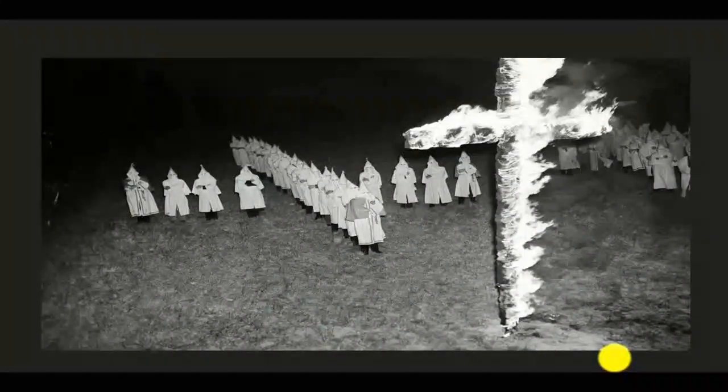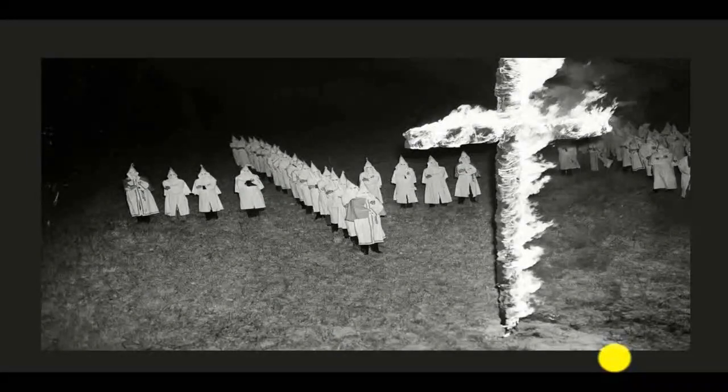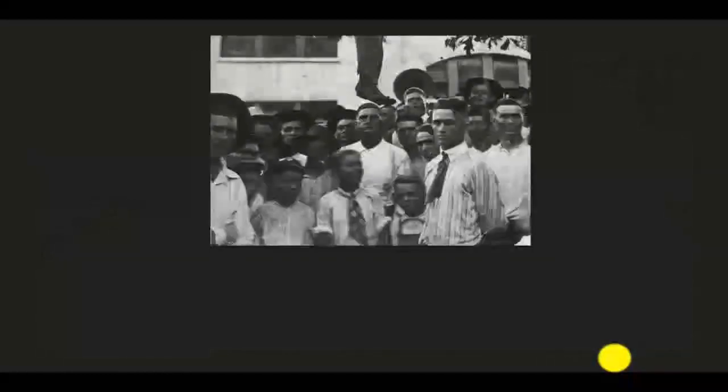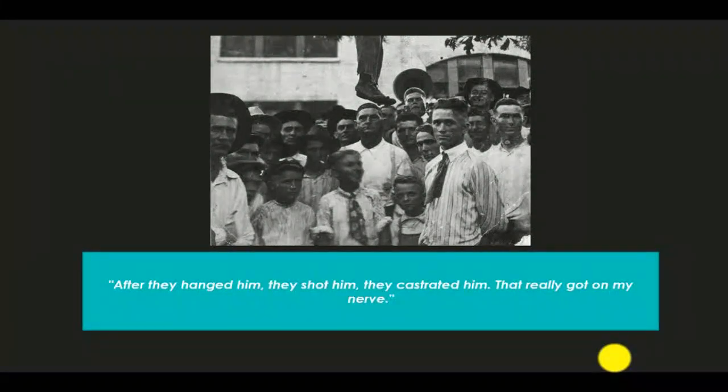So that's an image of the Ku Klux Klan doing the burnings, which they often did in people's front yards. And that is an example of lynching that occurred, where they would hang people from trees. It's quite shocking when we look at it. People laughing, it looks normal, it's okay. Children not even looking remotely disturbed by it because it was just part of life, okay? So after they hanged him, they shot him, they castrated him. That really got on my nerves, okay?